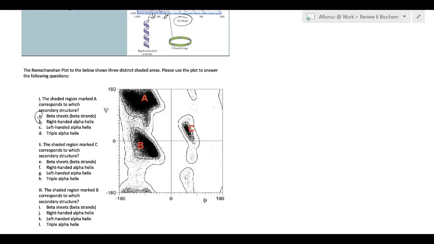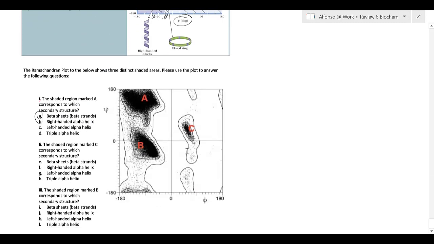That would be a left-handed alpha helix. So you see this part right here? That's a left-handed alpha helix. For your exam, I don't think they're going to make you remember all these degrees. You just have to know that a Ramachandran plot explains the certain angles that correspond to certain structures. Does that make sense? Okay.